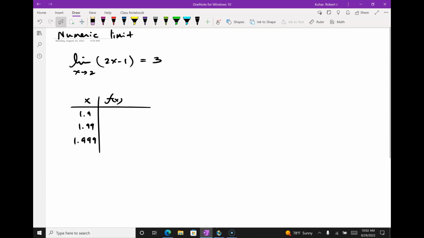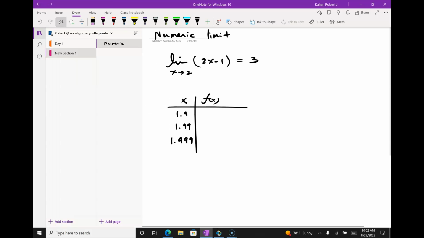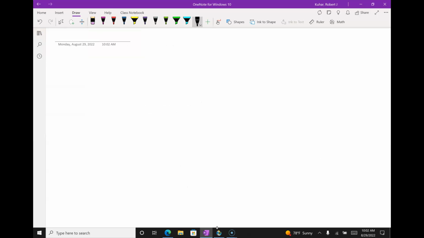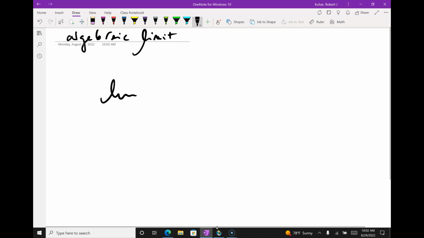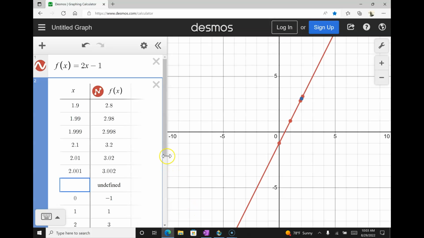Nice. Let's take a look at another one here. This will be our first algebraic limit. The limit of x squared minus 4 over x minus 2 as x goes to 2 is 4. It's hard to believe it, but we can do this numerically or graphically right away. So let's do graphical. Everybody okay with the Desmos?